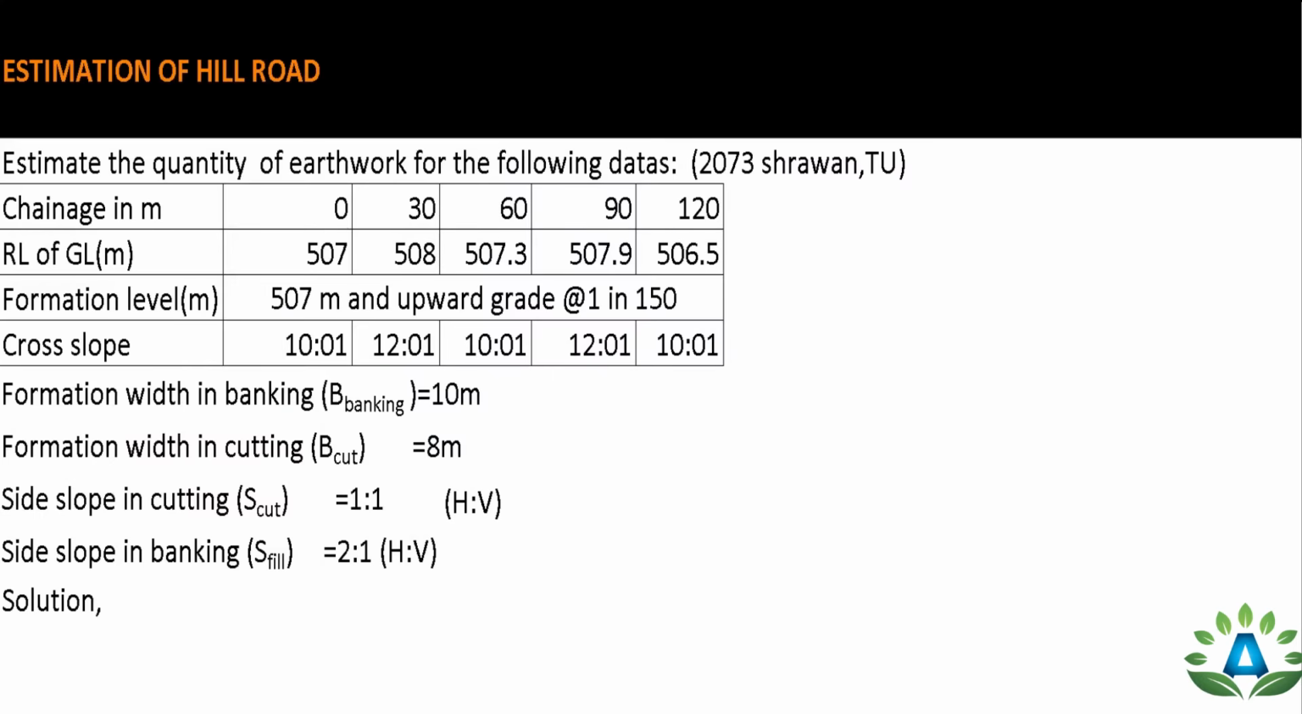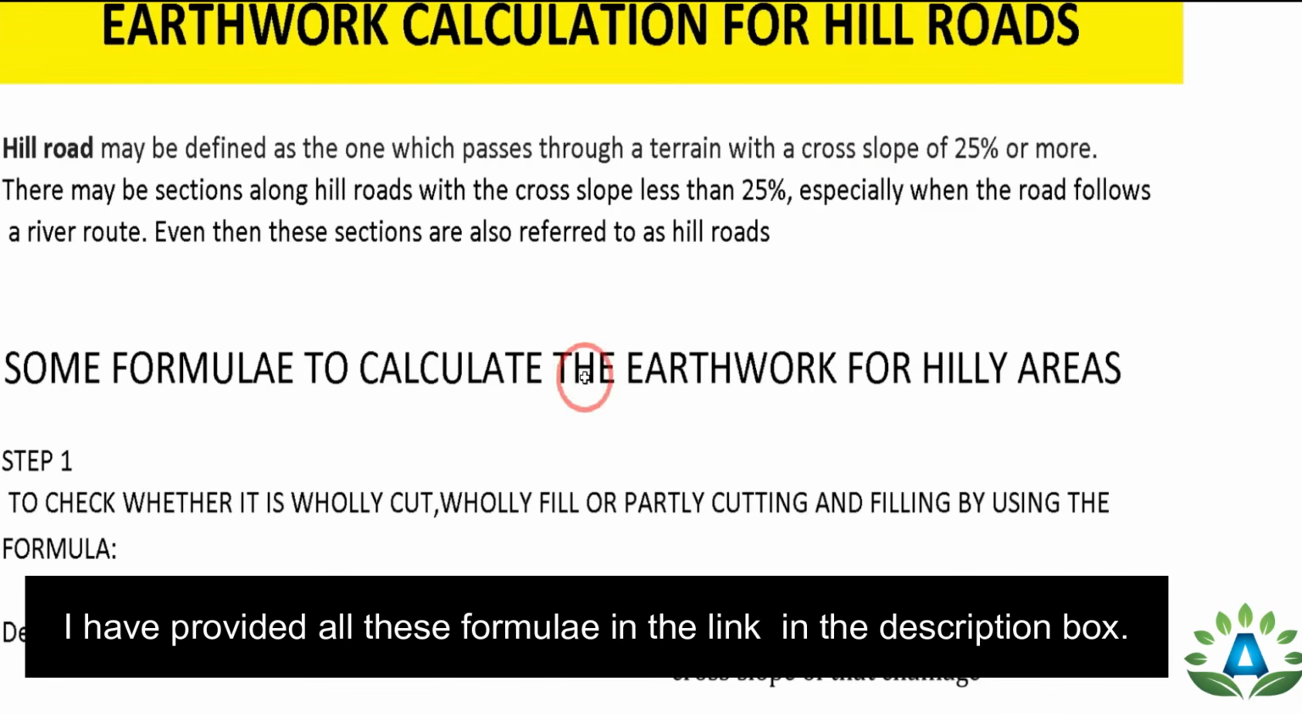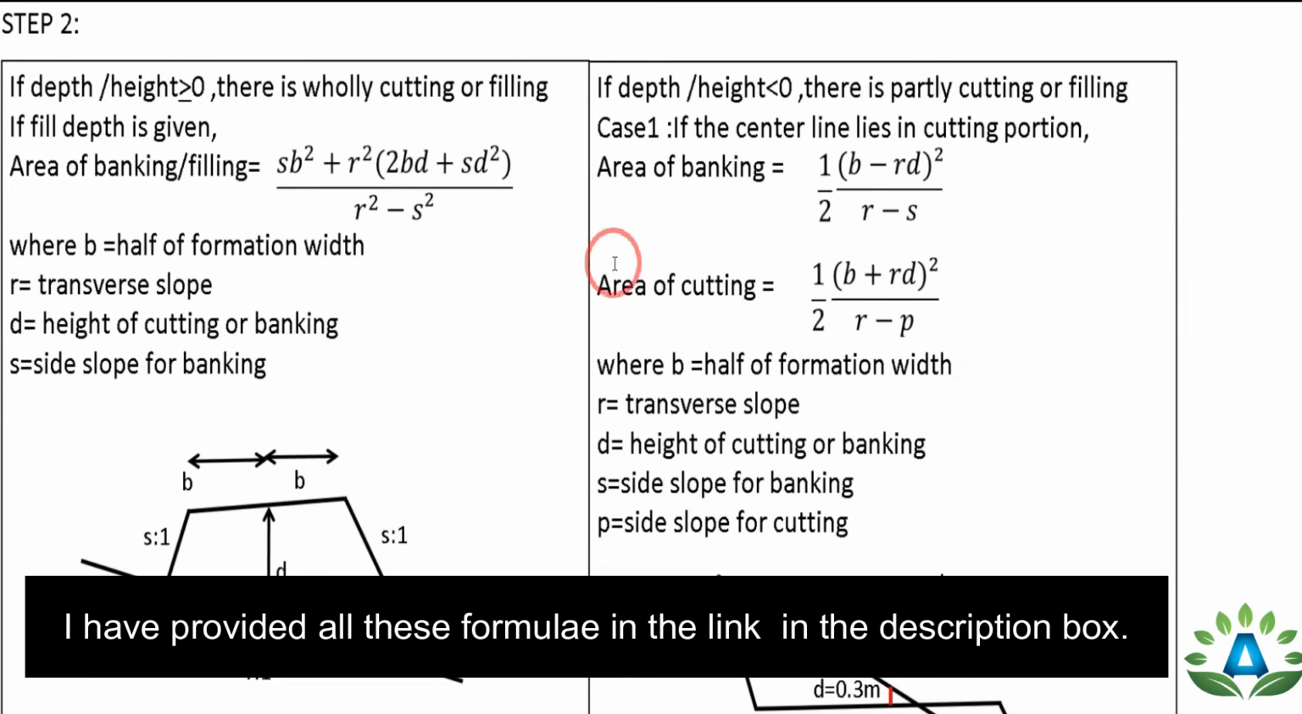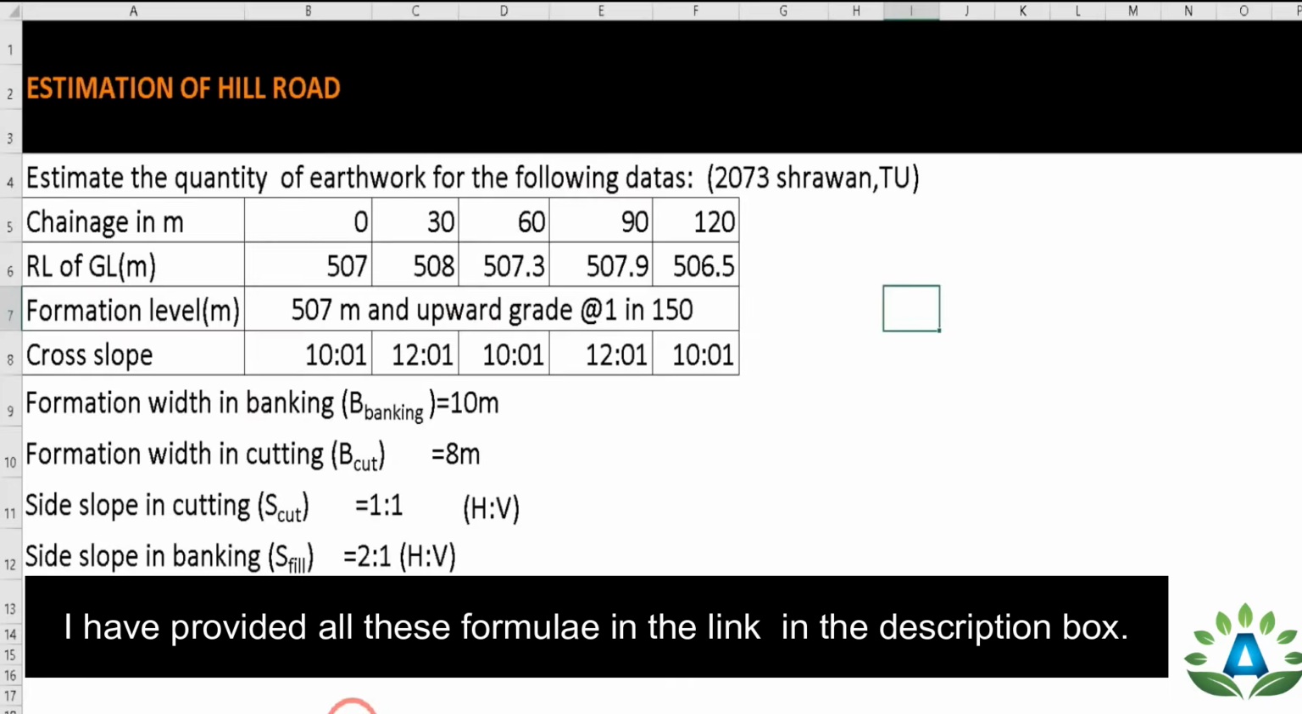Hello and welcome everyone. Today in this question we are going to do the estimation of the hill road. Last time also we did the estimation of the hill road, but in that question we were simply given the depth of the cut and the depth of the fill. But now in this question we have the ground level and the formation level given. In our last video we discussed all the steps for calculation of the hill road, and today we are directly starting this question.